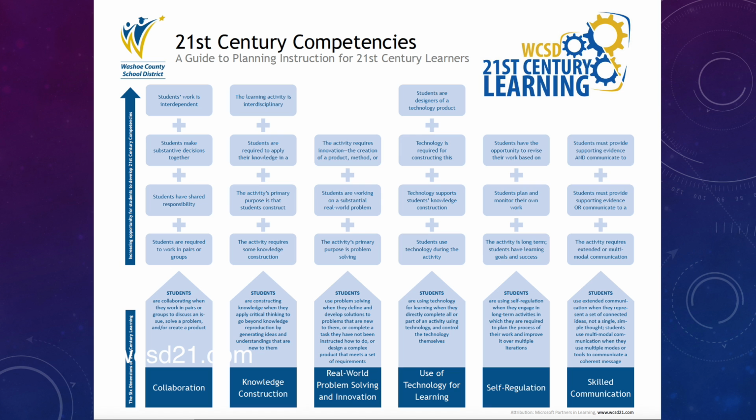There are 6 dimensions of 21st century learning as defined by Washoe County School District. While Office Lens could be planned for use with any of the dimensions, this video will focus on the skilled communication dimension. The skilled communication dimension includes 4 major competencies. These are extended communication, multimodal communication, supporting evidence, and communication designed for a particular audience.